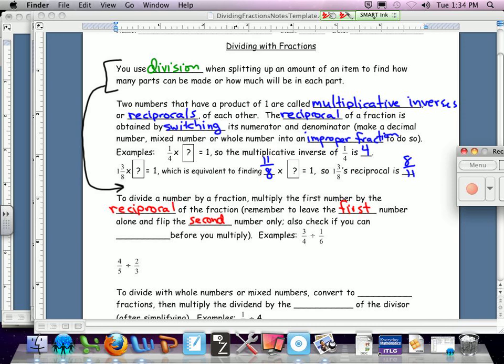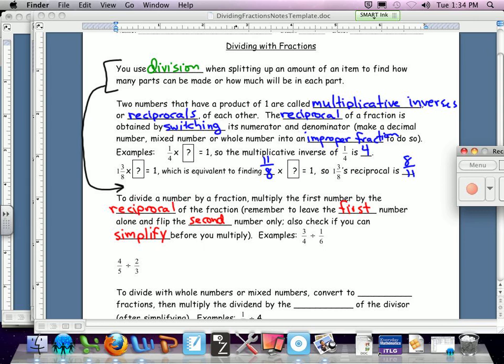Also, because we're going to then change it to a multiplication problem, it says multiply the first number by the reciprocal of the second, and check if you can simplify before you multiply. But you can't do that step until you're at the step where you have a multiplication problem. So for these examples, the thing we really want to highlight is that we don't want to just rewrite over the original problem. We want to show the steps to get to our solution. So 3/4 divided by 1/6. Who thinks they know what equivalent multiplication problem we could use?